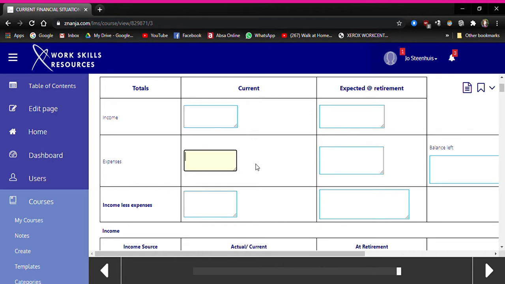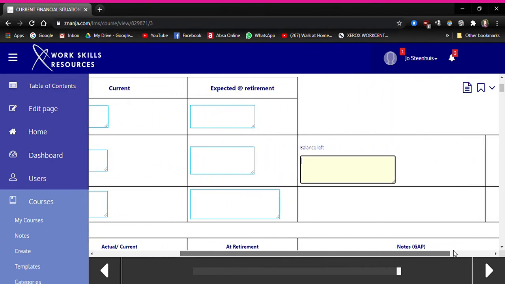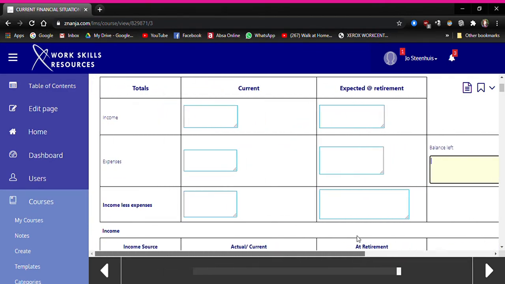And of course, just your expenses as is. Then you're going to here in this block say income less expenses. We are going to work with withholdings just now. Expected at retirement income. Expenses expected at retirement, you know that it should be less. And then, of course, you just do the calculation there for me. Now, here is a balance left. If you have any left, you're going to complete it there for me. You will see that would be our last column.